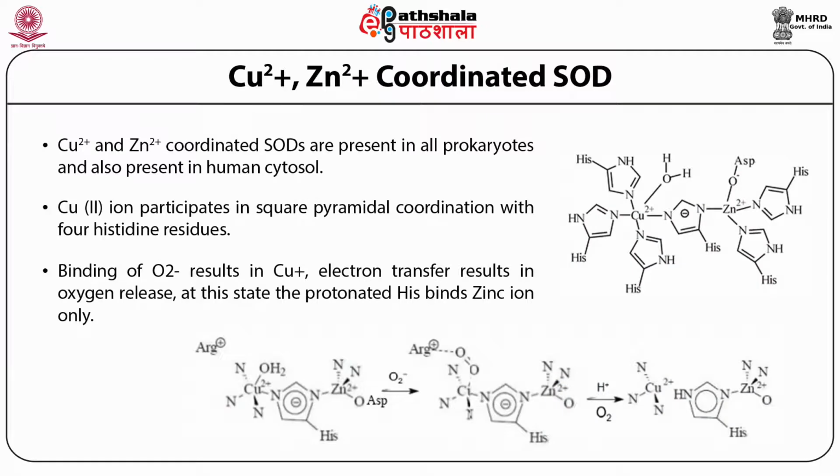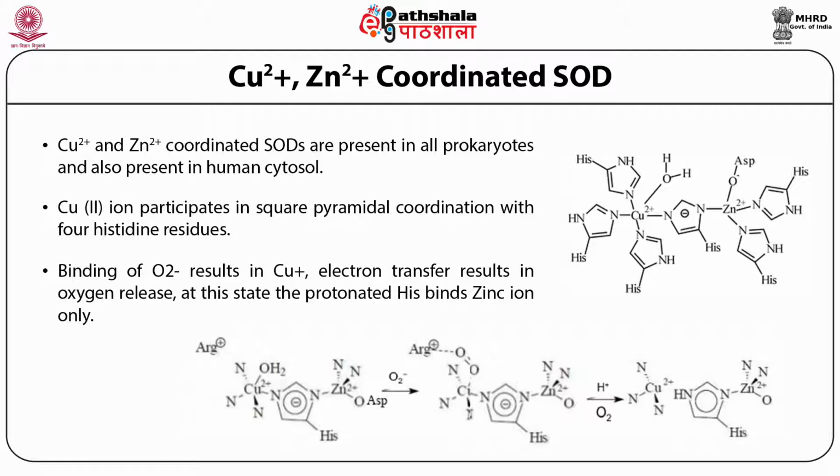There are several such catalysts, as I said. One example is the copper zinc coordinated SOD. These are generally prokaryotic SODs, but they are also present in the human cytosol. Here the copper 2 ion participates in a square bipyramidal coordination with four histidines, and basically the copper is the active site. Binding of O2 minus, the superoxide, results in copper plus electron transfer, and that results in oxygen release. At this state, the protonated histidine binds only to the zinc atom.